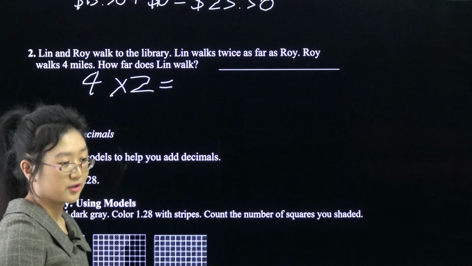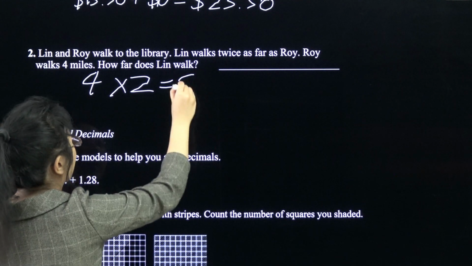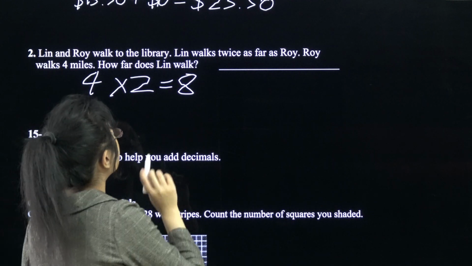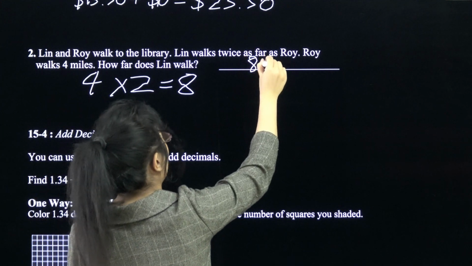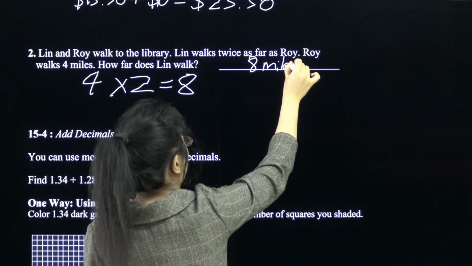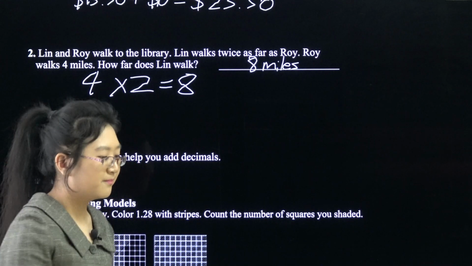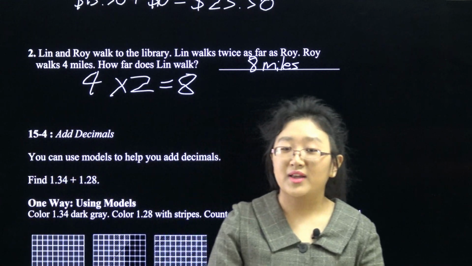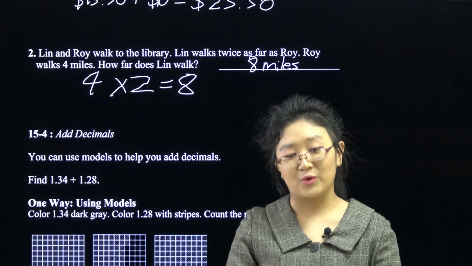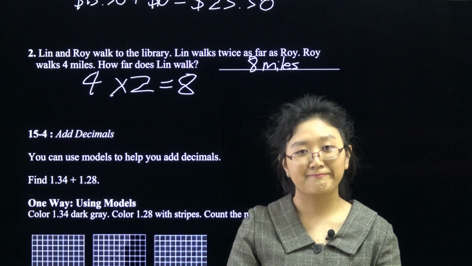Come on, guys, you learned this in grade 3. 8. Lynn walks 8 miles. Make sure that the unit of measurement is the same, because walking 8 miles and 8 centimeters is kind of different.